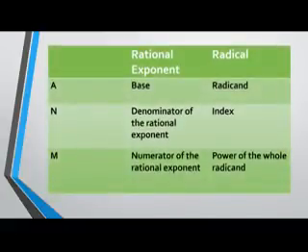So let's identify the terms in a radical expression. A is the base or the radicand, n is the denominator of the fractional exponent or the index, and m is the numerator of the fractional exponent or the power of the whole radicand.